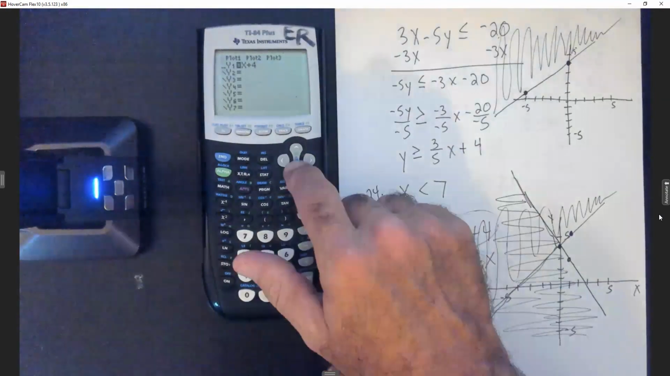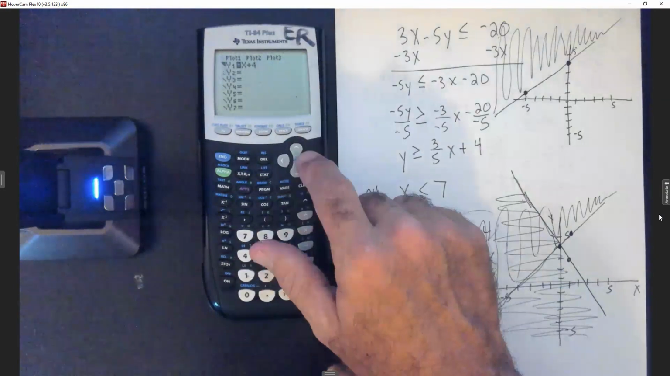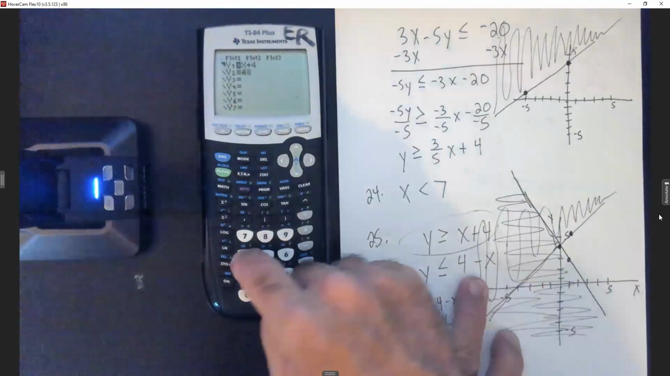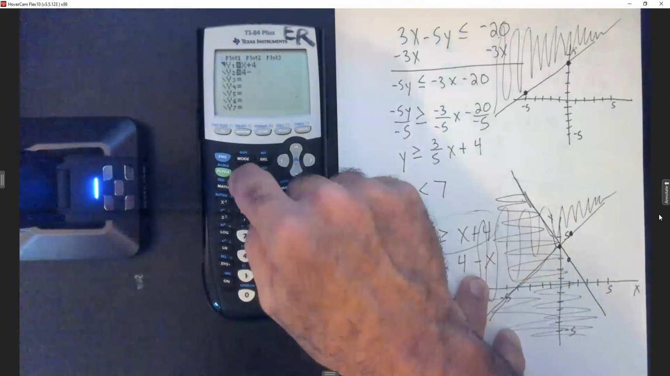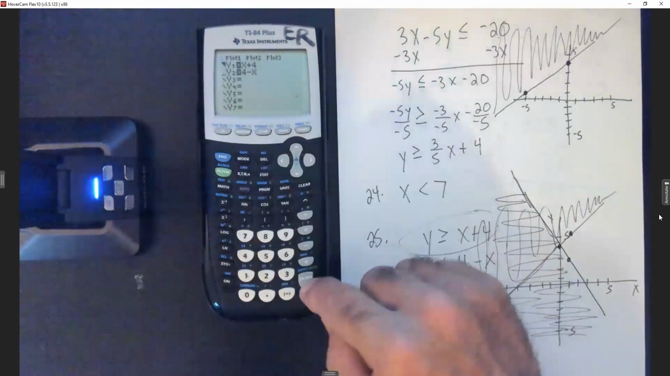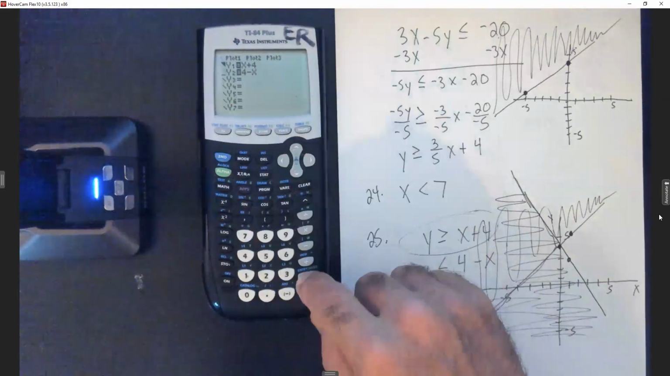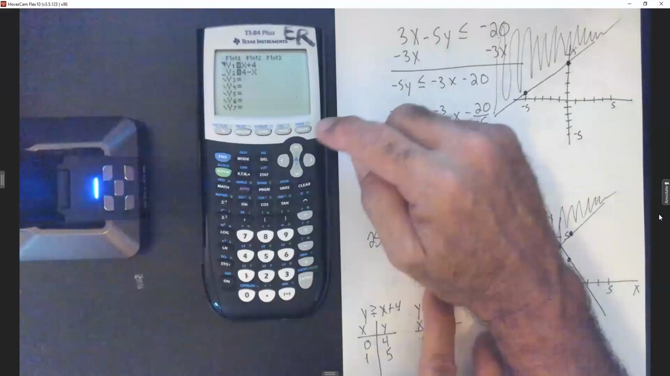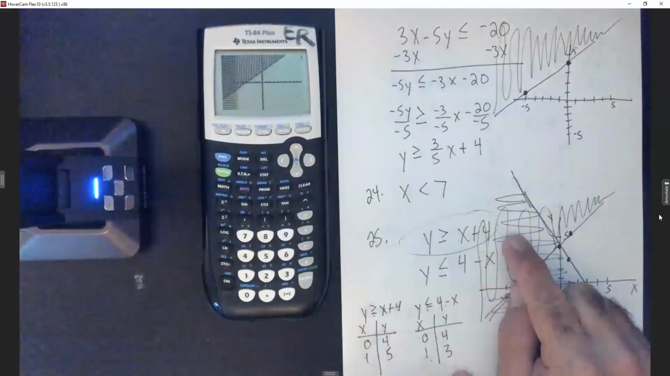I'm going to go down to the next line, and it was 4 minus X. I'm going to go all the way left, and on that one it's less than, so hit enter until we get the triangle below. So I've got my triangle above, triangle below. I'm going to hit enter, and hopefully it shades double like we did. And look at it, here's your double shaded area.